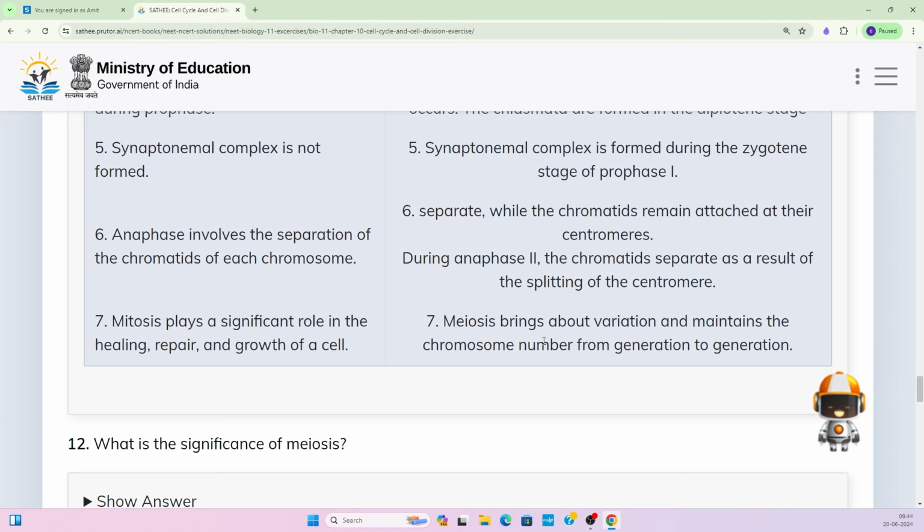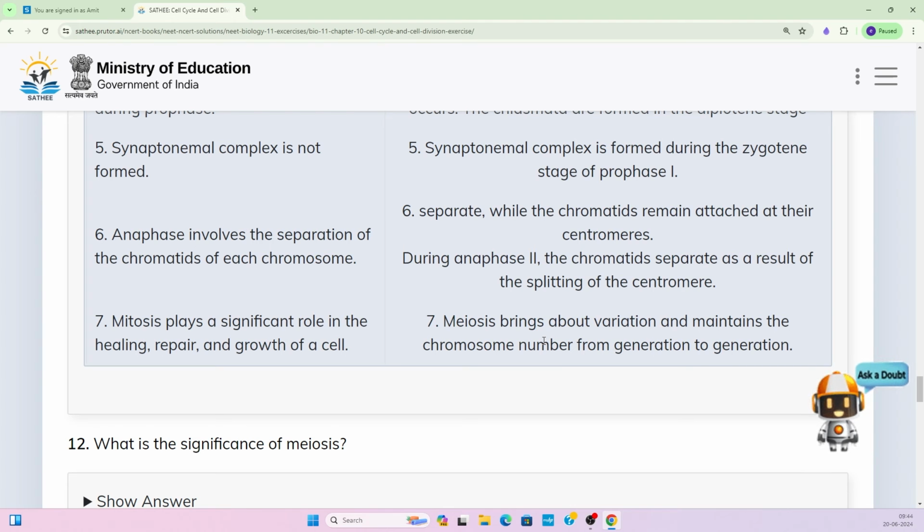Last difference, mitosis plays a significant role in the healing, repair, and growth of cells. Mitosis is a very important process showing a significant role in healing, repair, and growth of the cell. Whereas meiosis brings about variation and maintains the chromosome number from generation to generation. Such divisions take place at gamete formation, in meiosis, right? So meiosis brings about variation.